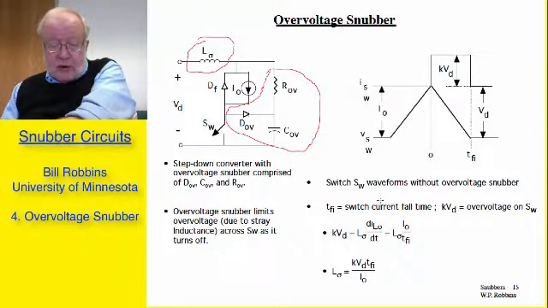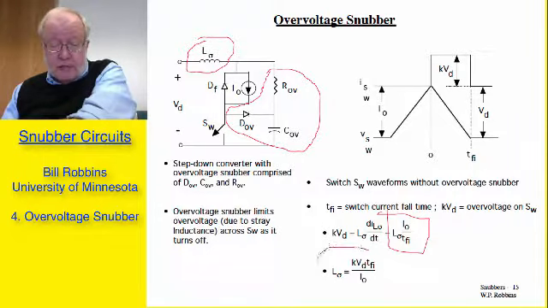The value of that overvoltage is going to be equal to L times dI/dt. dI/dt is I naught over t sub fi. Or if you like, I could express the value of the stray inductance in terms of the parameters, including that unknown constant K.